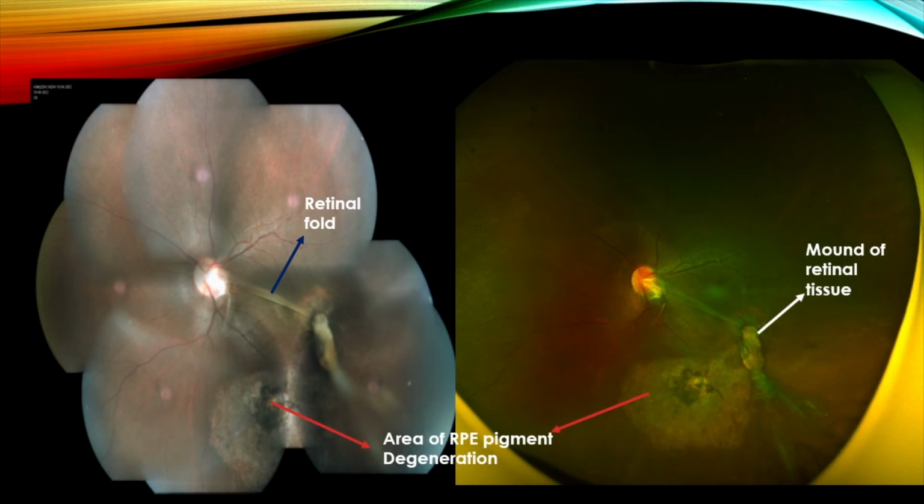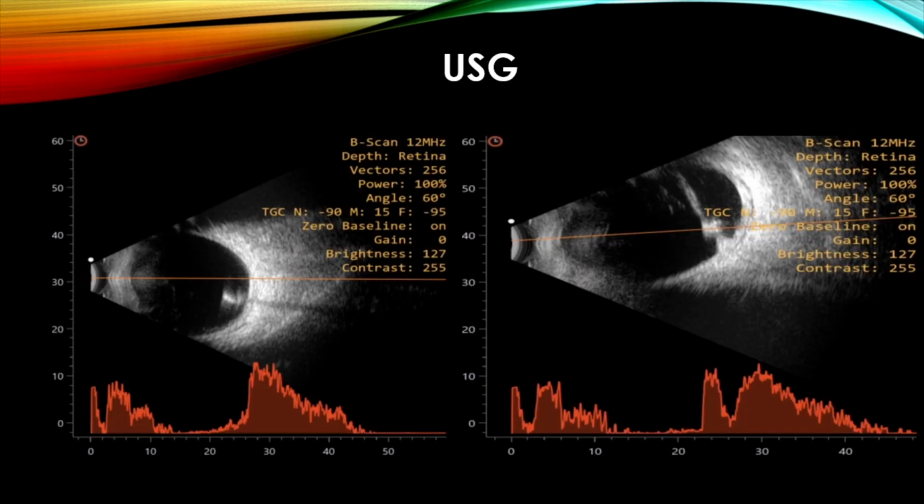This is the fundus picture. The fundus picture showed a retinal fold passing through the fovea from the ONH. Inferiorly, there was the presence of RP pigment degeneration, and there was a mound of retinal tissue under which the presence of IOFB was suspected. USG was done. The figure on the left shows a high reflective echo with posterior back shadowing, which confirms the IOFB.